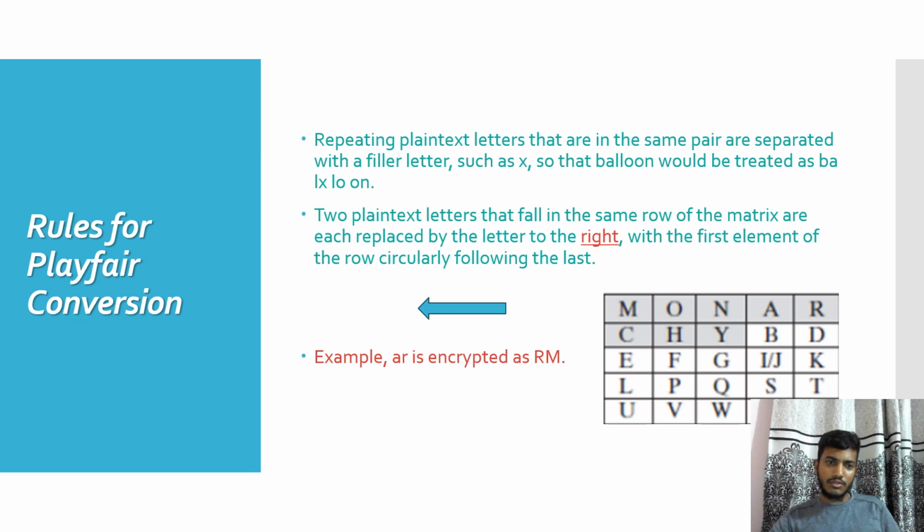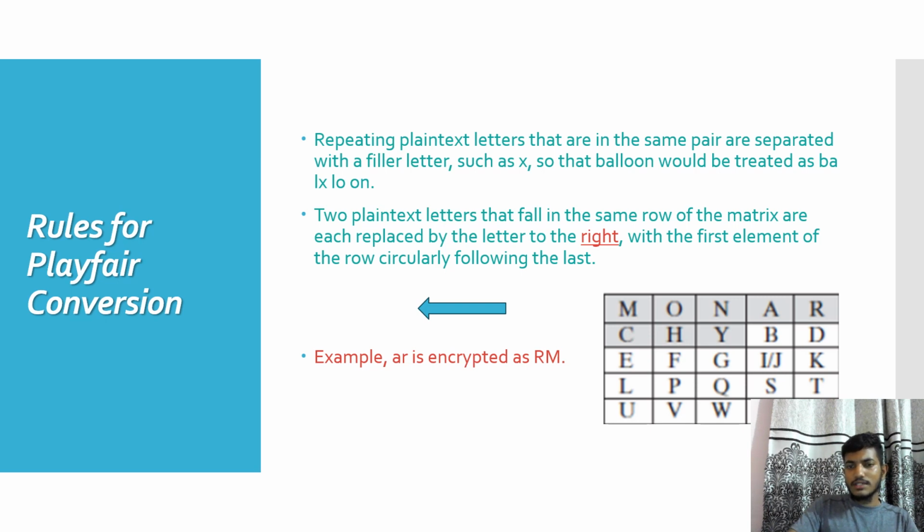We have rules for the Playfair conversion. Repeating plain text letters that are in the same pair are separated with a filler letter. The filler letter is X. Whenever we are dividing a name into parts, if only 2 letters come at the last, it should be 3, right? Then we need to add a filler letter, that is X, so that the balloon would be treated as ba.